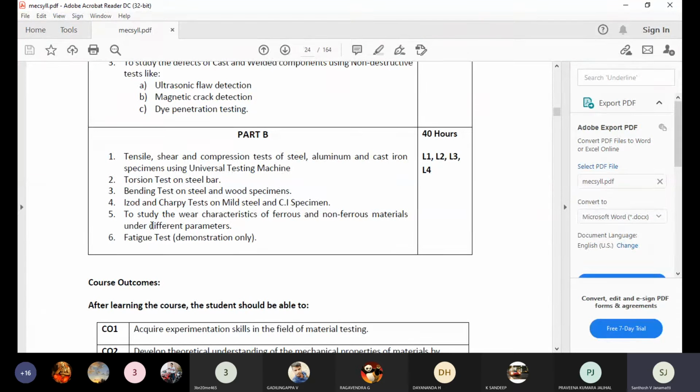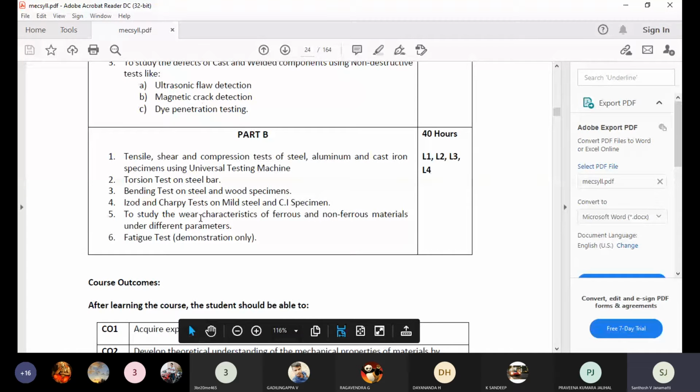Coming to the fifth, to study the wear characteristics of porous and non-porous materials under different parameters. See, here I am telling you about the wear test. Unfortunately, the wear test is shown in part B, but it is a very simple experiment. Hence we can take this experiment into the minor part. The wear test comes under the minor experiments. You need to conduct this wear test individually.